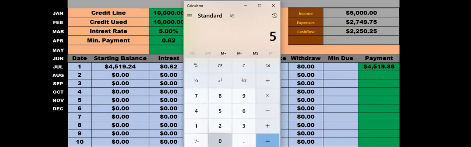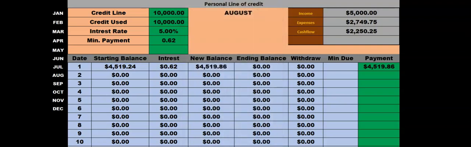We take our income of $5,000. We subtract the $4,519.86. We have $480.14. On the 10th, we owe the $699.50. So on the 10th, only $219.36 will be taken out. That $219.36 plus the $480 we had in our account will make those expenses due on the 10th. So on the 10th, $219.36.